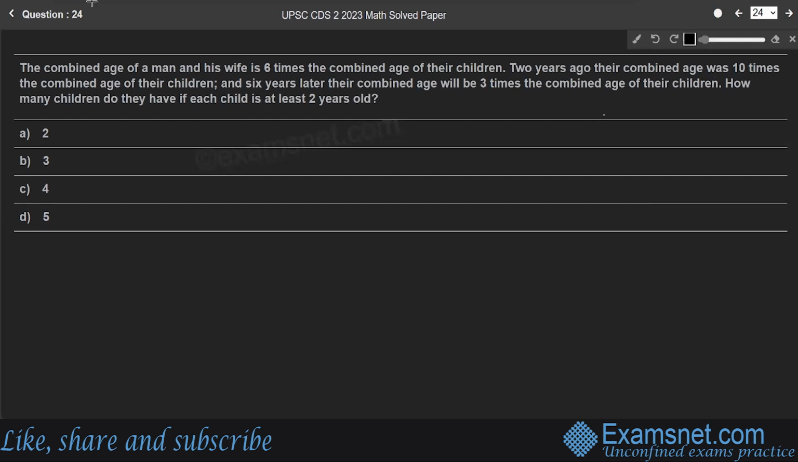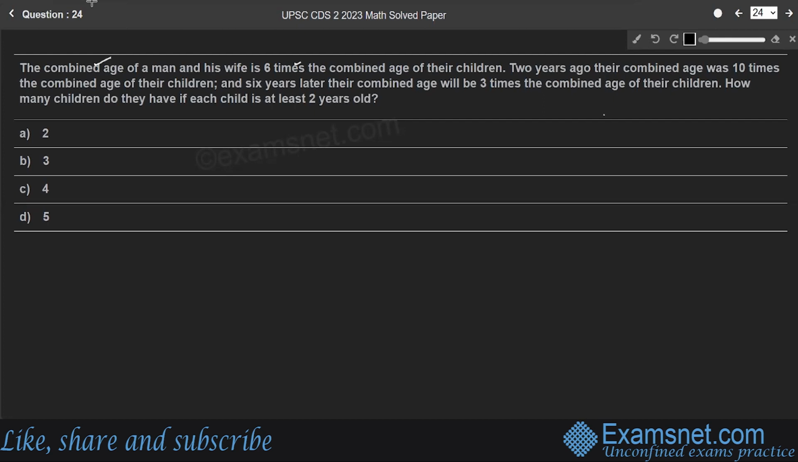Question 24. The combined age of a man and his wife is 6 times the combined age of their children. 2 years ago, their combined age was 10 times the combined age of their children. And 6 years later, their combined age will be 3 times the combined age of their children. How many children do they have if each child is at least 2 years old?